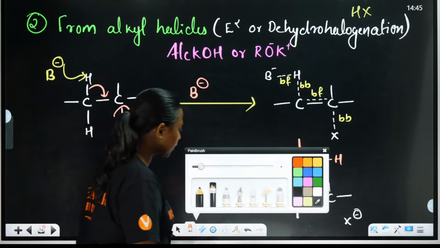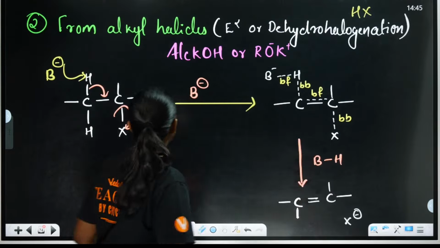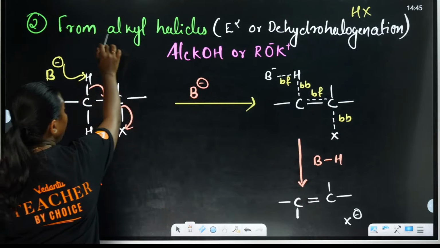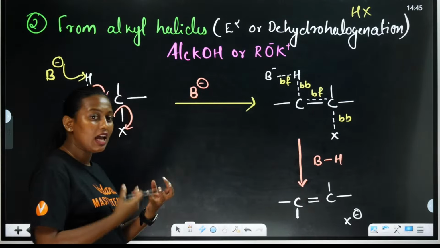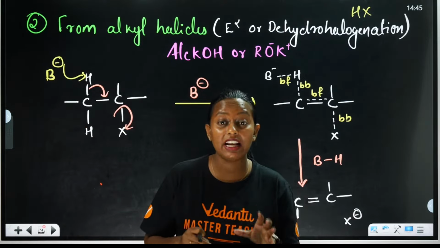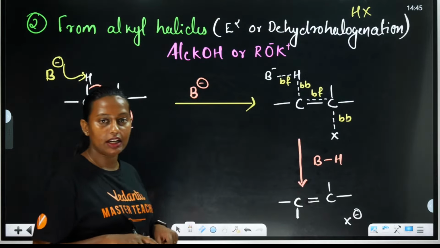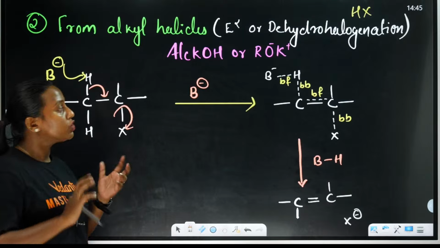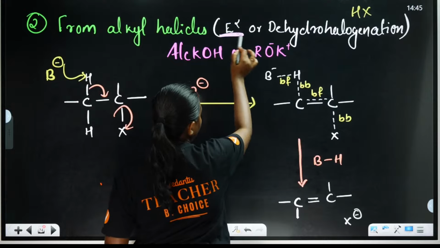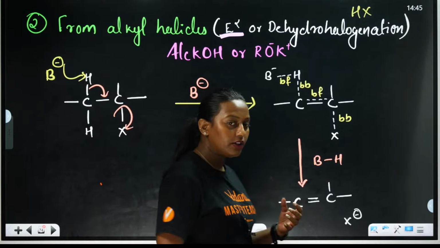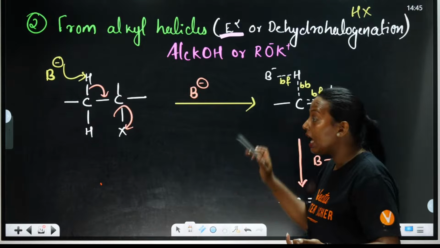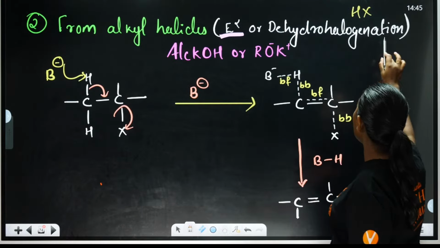So the next concept: here you can see we are preparing alkenes from alkyl halides. This is E2 elimination, and it is dehydrohalogenation.